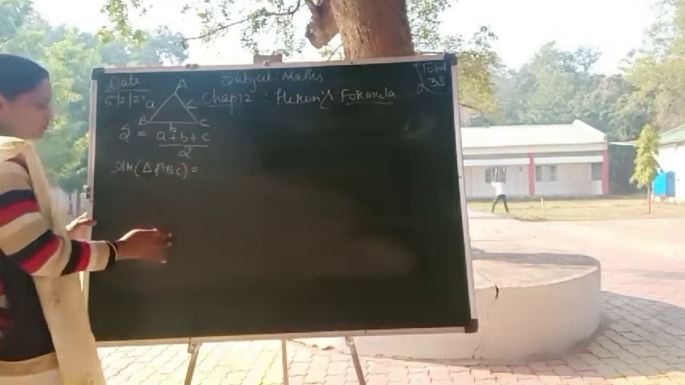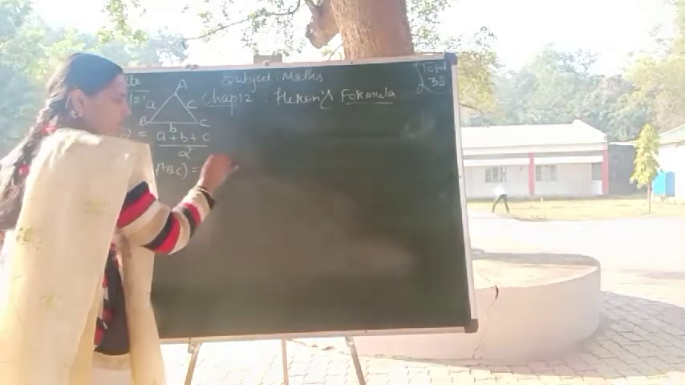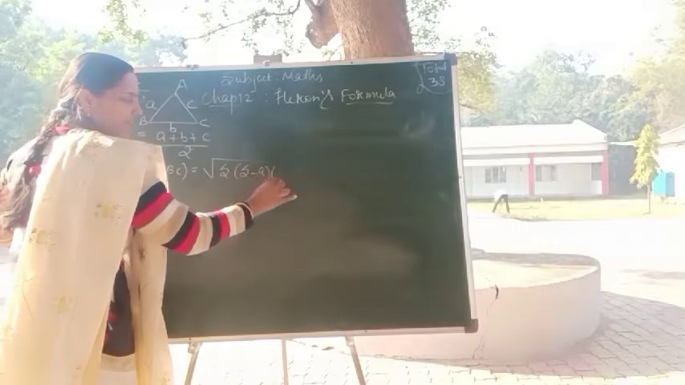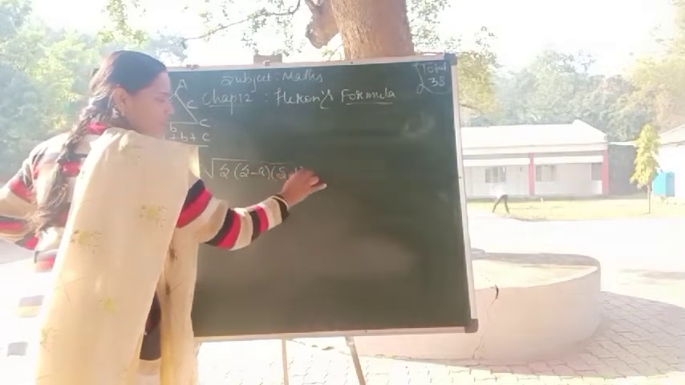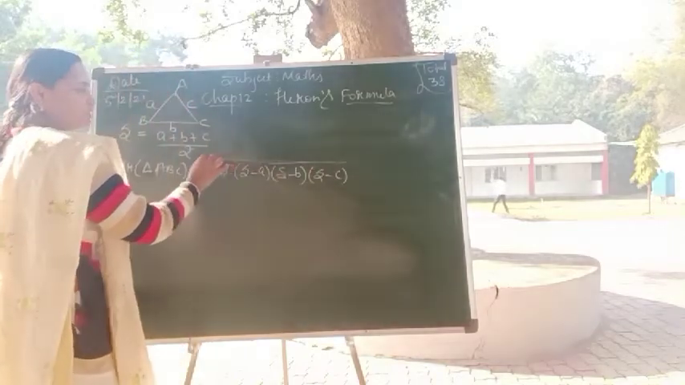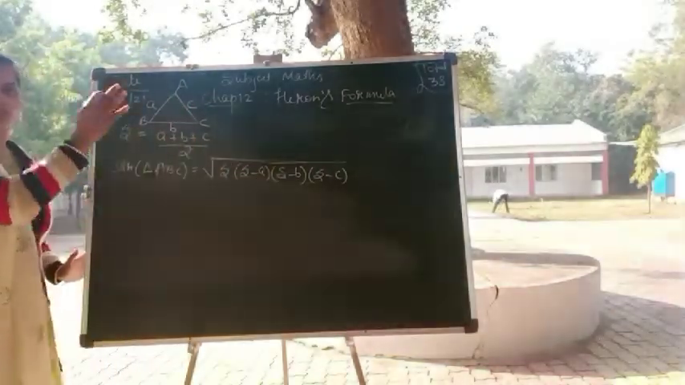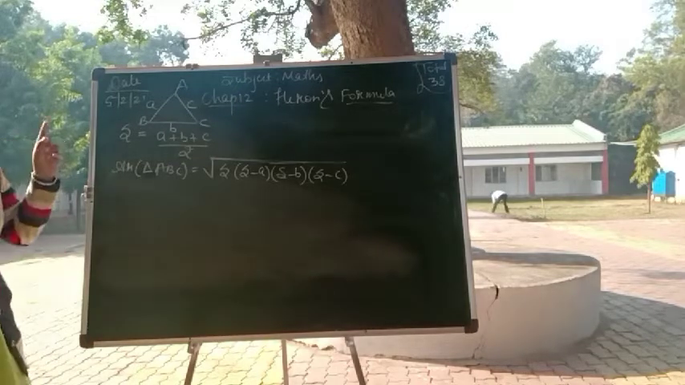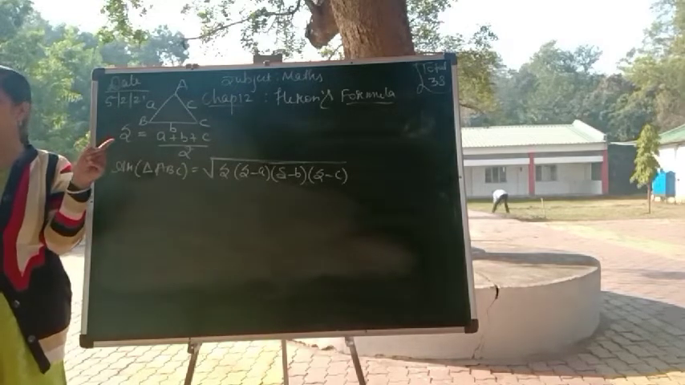is equal to under root s into s minus a, into s minus b, into s minus c. Very good. Only this chapter consists of this formula. That's why you like this chapter. And everyone learned it. s is the semi-perimeter.